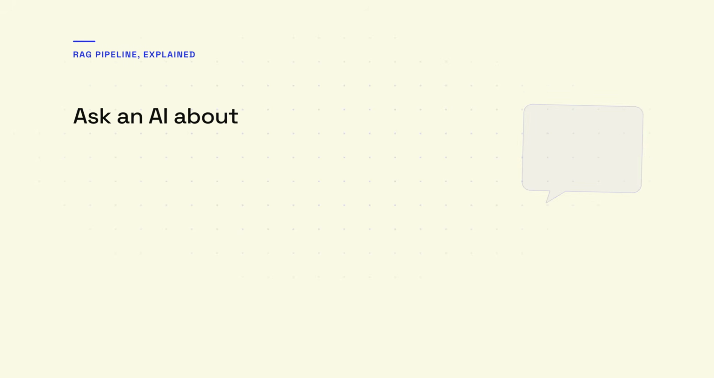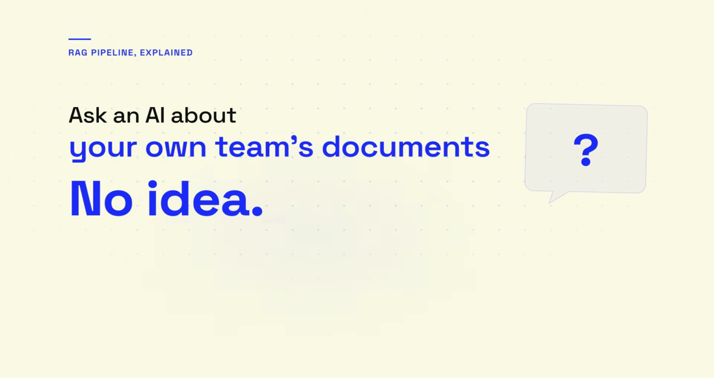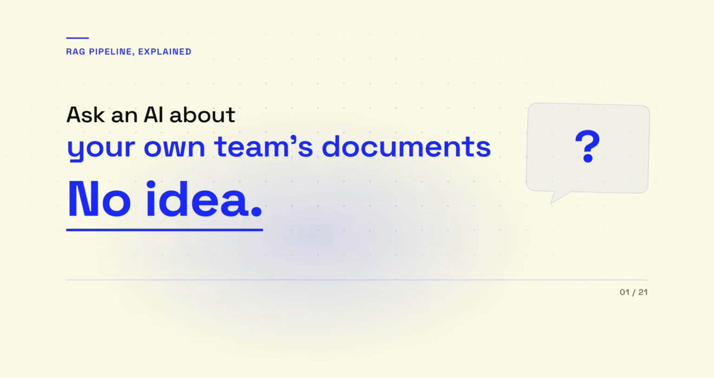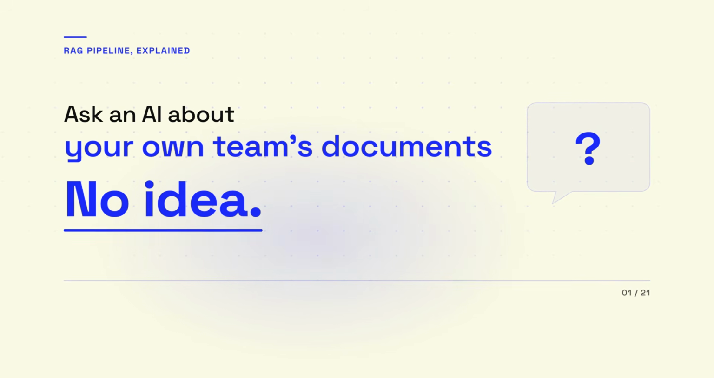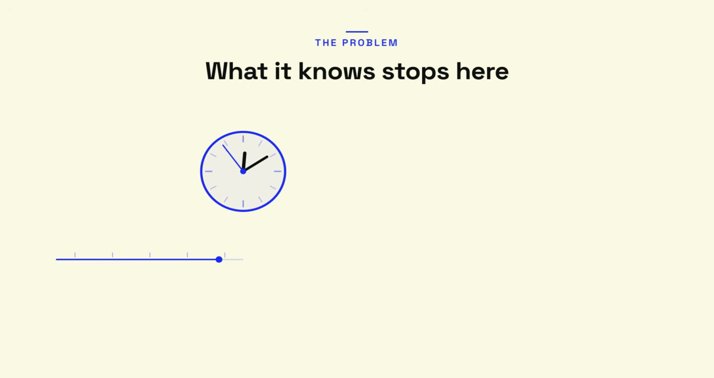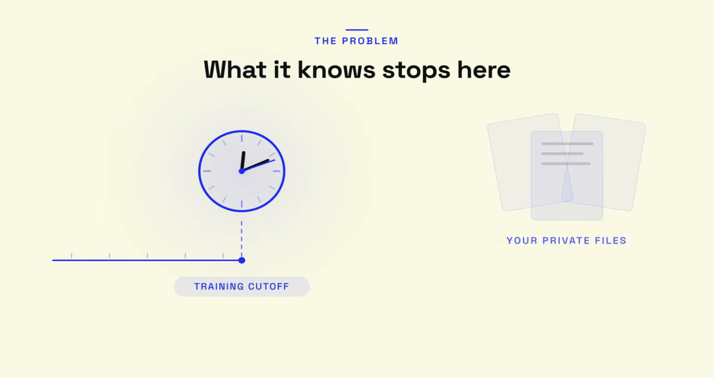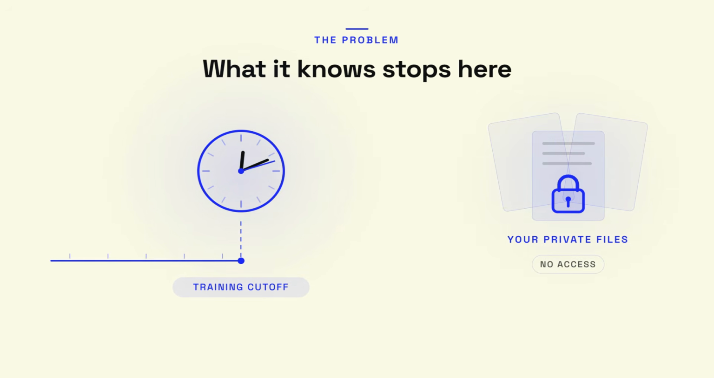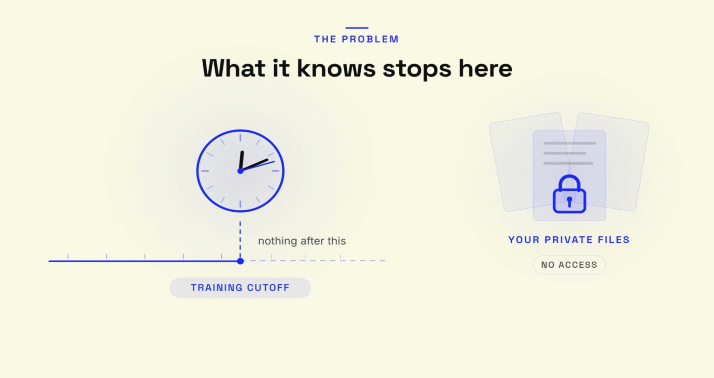Ask an AI something about your own team's documents, your PTO policy, last week's product update, and watch it either guess or admit it has no idea. That's because a language model only knows what it saw during training, frozen at a cutoff date, with no access to your private files, and nothing that happened after that cutoff.